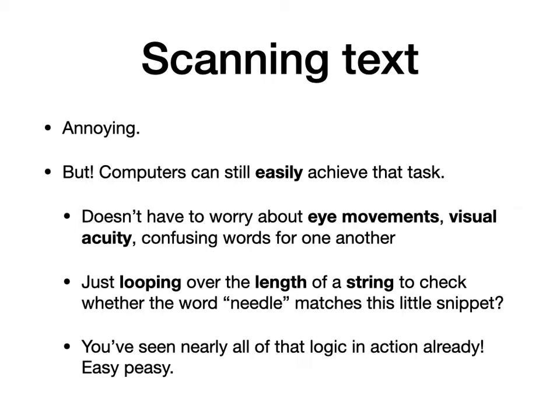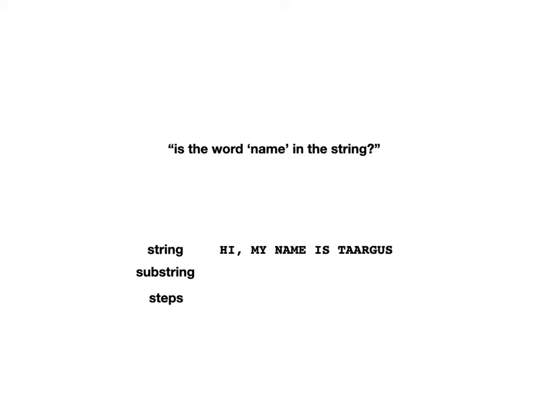So let's look at just kind of the step-by-step visual of how a computer might solve this. So is the word name in this string? Okay, you're cheating. You already know the answer. You looked at it and you read the string and you found the word name. A computer would have to do this one step at a time.